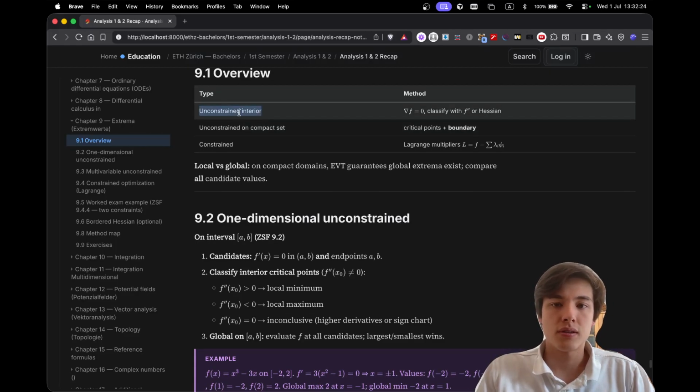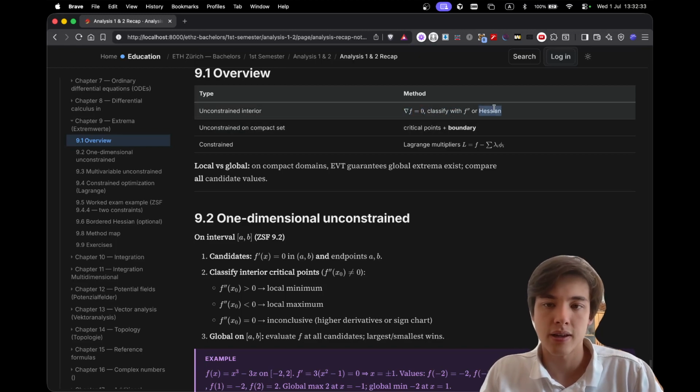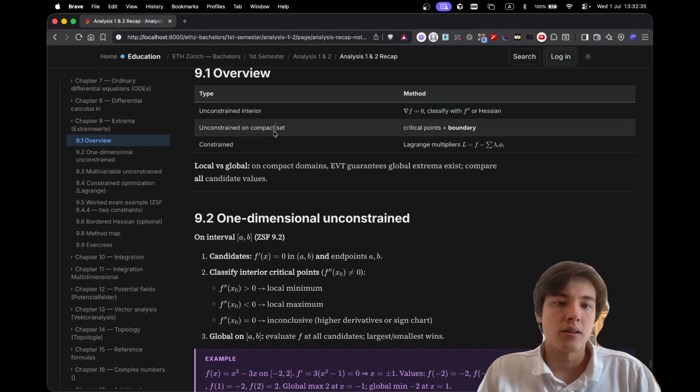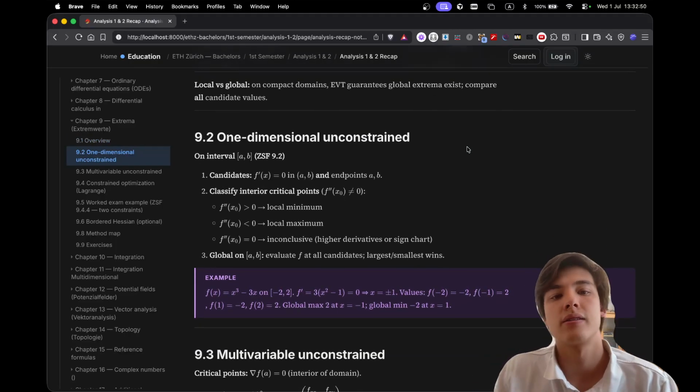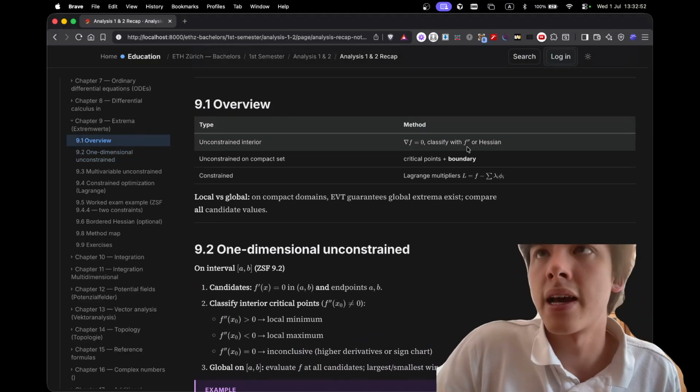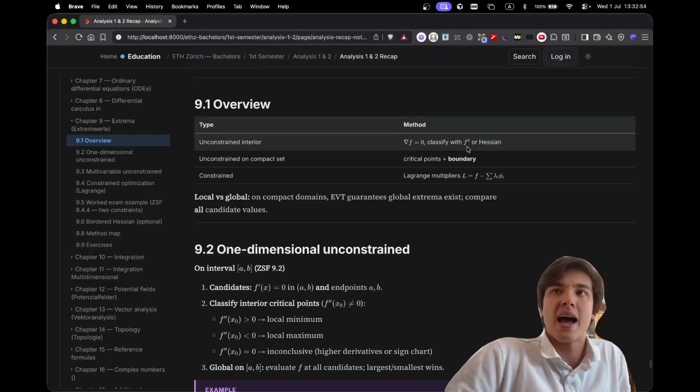So if it's unconstrained interior, then yeah, we just get the derivative and then the Hessian. If it's unconstrained on compact set, then we need to also look at the boundaries. If it's constrained, then we need a Lagrange multiplier. F minus lambda this. We'll look at it later. I also want to look at it again and remember it's just following a path.